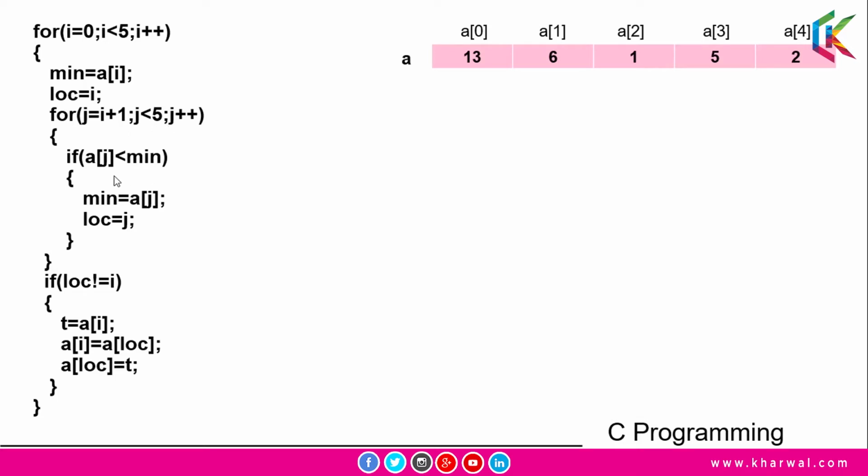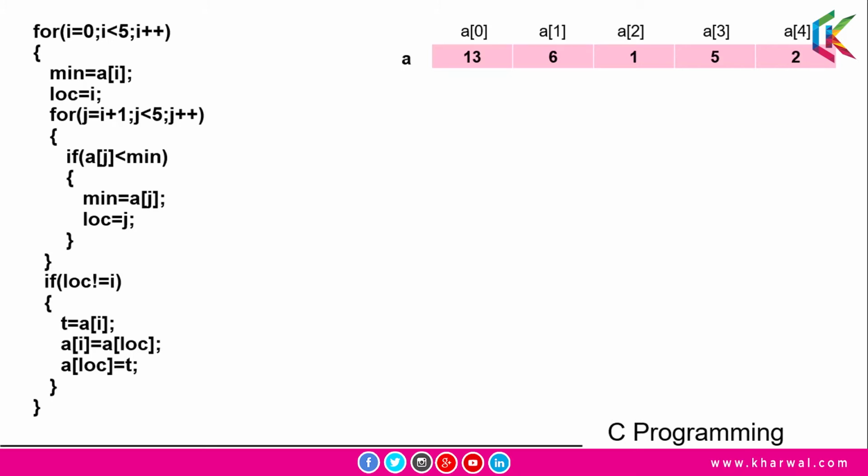Then it will check this if statement: A[2] less than minimum. Now minimum is 6, and A[2] is 1, and 1 less than 6, so this condition is also true. So now we get the new minimum and LOC values. The minimum value will be 1 and the value of LOC will be 2. After that, j++ will be executed, so the value of j will be 3, and 3 less than 5 is also true. Then it will check this if statement: A[3], that is 5, less than minimum, and the value of minimum is 1. So this condition is false. After that, j++ will be executed.